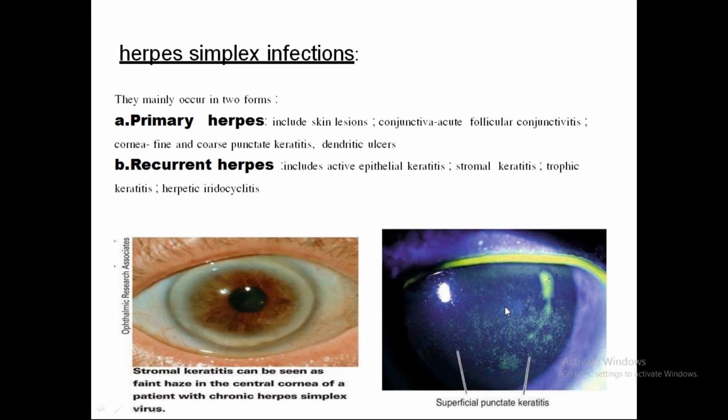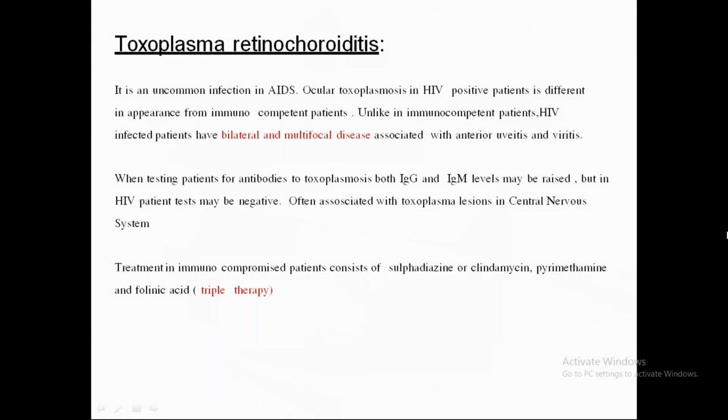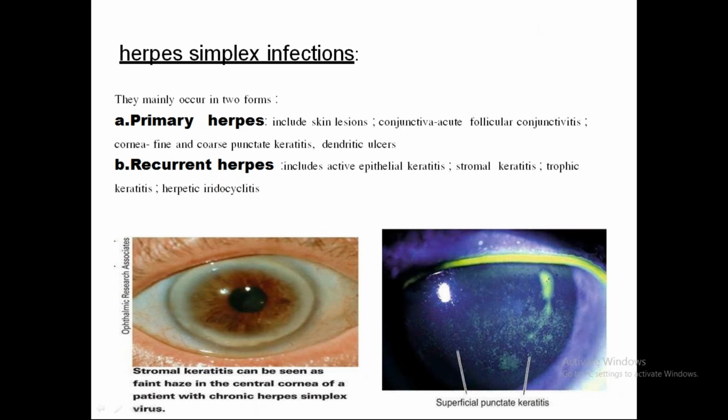You can see this is the superficial punctate keratitis. This is a fluorescein stain. Because of this fluorescein stain, you can see this color. And this is the cornea which you are seeing with the dilated pupil. And these are all superficial punctate keratitis. Small dots, green color dots you are able to see, right? So this is superficial punctate keratitis, which is more common with primary herpes simplex. So recurrent herpes simplex will have active epithelial keratitis, sometimes stromal keratitis, trophic keratitis, and herpetic iridocyclitis. I told you the patient will have uveitis, that is iridocyclitis, right?